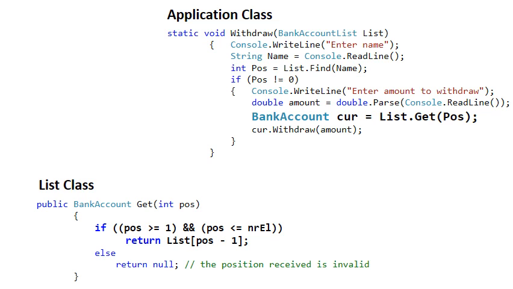So repeat from the previous slide. If the application class thinks something is at position 3, it will actually be at position 2 in the array. Therefore it returns the thing at position pos -1. The return null is simply when you get an invalid position. It just returns a null pointer or a dangling pointer indicating that it did not find anything.